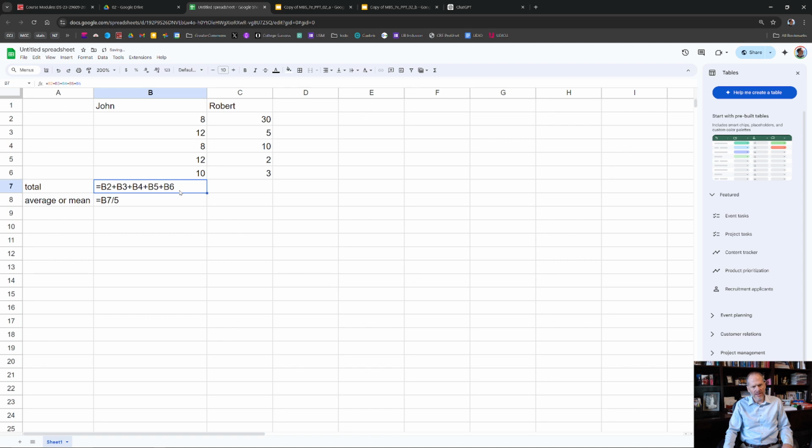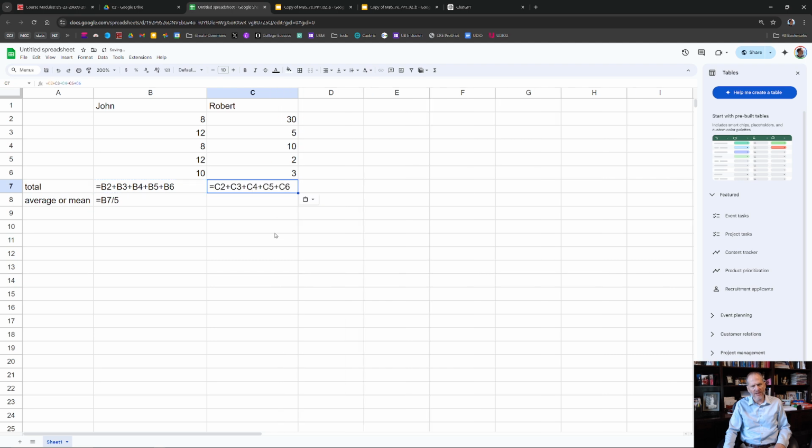And when I copy this, Control C, and then come over here, and I'm going to paste it right here. And when I paste it, these are relative references. So it went from B2, 3, 4, 5, 6 to C2, 3, 4, 5, 6. And so that's the way formulas work in a spreadsheet.